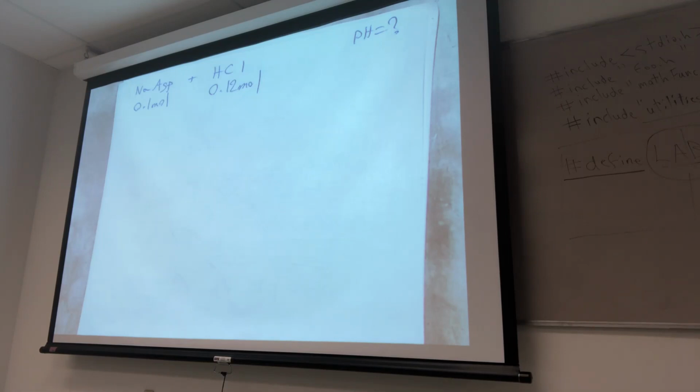Basically, it's the exact same procedure as the one that we did for phosphoric acid, where you have to do stoichiometry, then you do Henderson-Hasselbalch, and you get the pH of the solution, okay? This question in a word problem format would tell you that you are reacting 0.1 moles of sodium aspartate plus 0.12 moles of HCl, and they want you to figure out the pH of this solution. So, what you should start with is draw out the reaction.